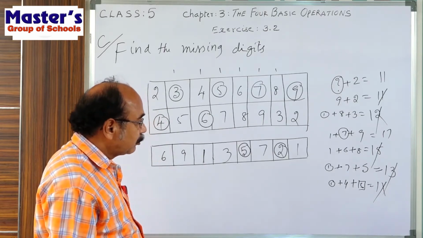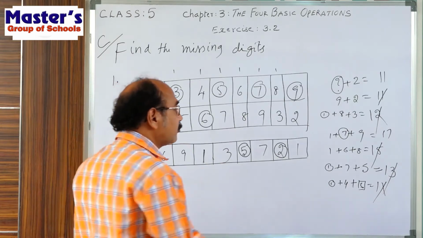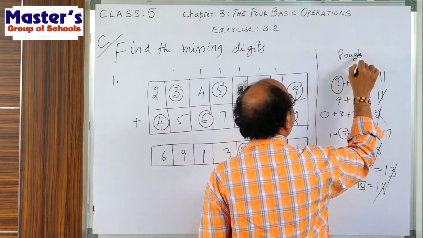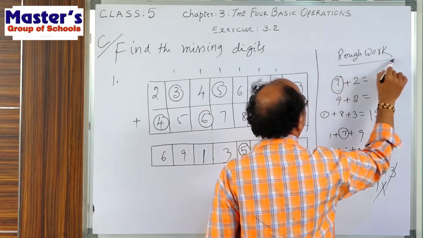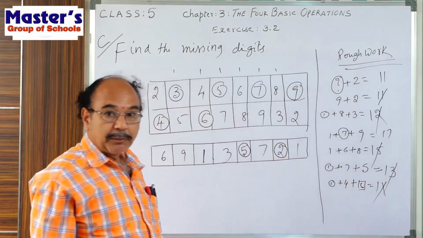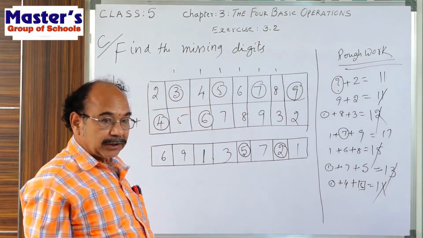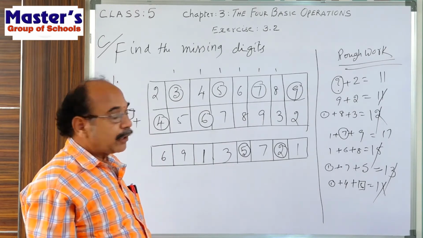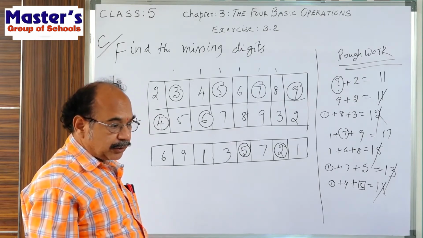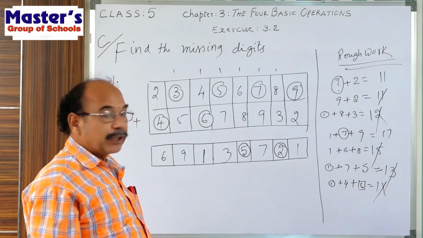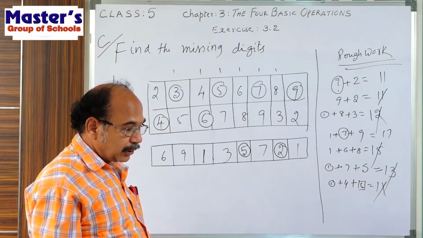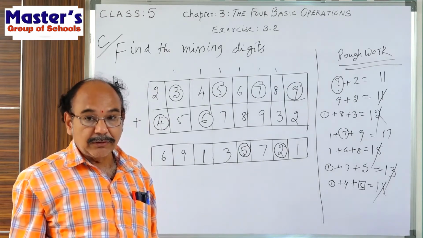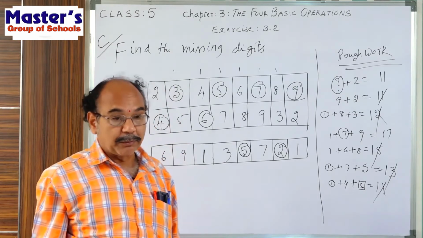Like this, just by doing some rough work, this is rough work, we can guess the suitable number in the given blank. Okay. This is an example for you of how to guess the missing digits. Like this, another sum is there. Do it for practice.